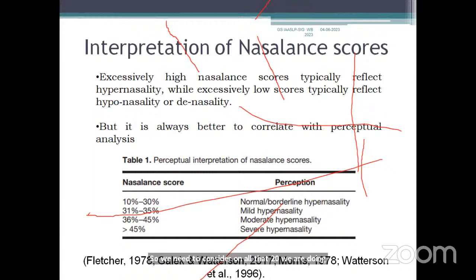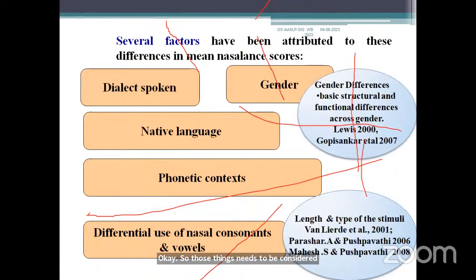Some languages may have more nasal sounds present, so those things need to be considered when we interpret nasalance scores. There are some factors which usually affect nasalance scores. I already told you the language is very important: what native language we speak, what kind of dialect we speak, and gender difference as well. Usually females have higher nasalance values when compared to males.